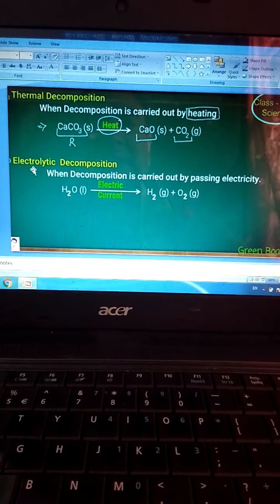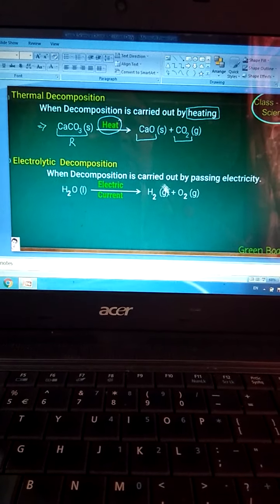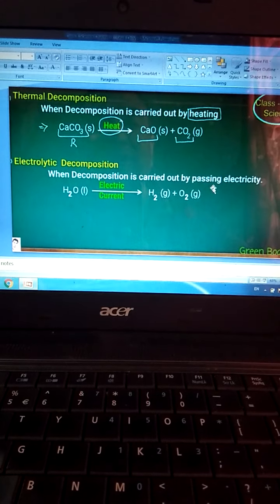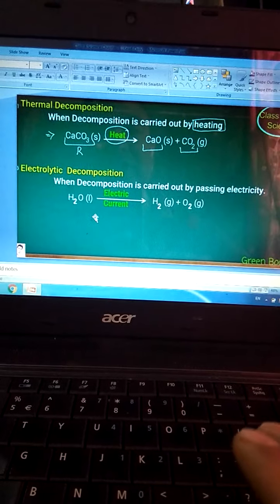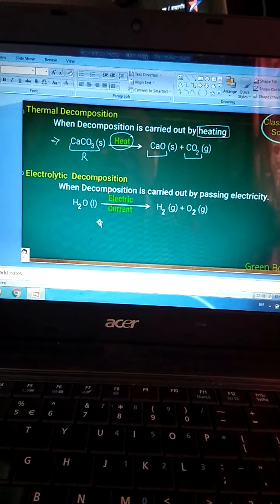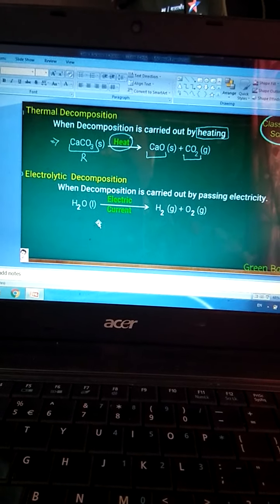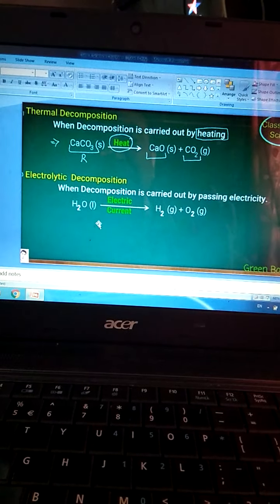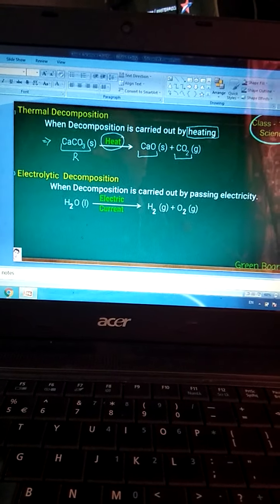And the last one is electrolytic decomposition. When decomposition is carried out by passing electricity, that is called electrolytic decomposition. So decomposition reaction is of 3 types: photolysis decomposition, thermal decomposition, and electrolytic decomposition. I am once again saying that for examination this point is very important.